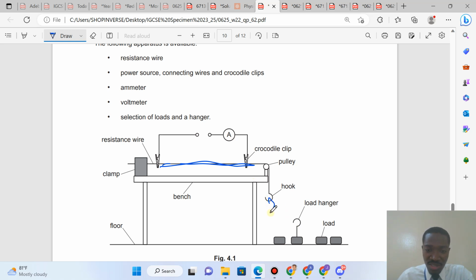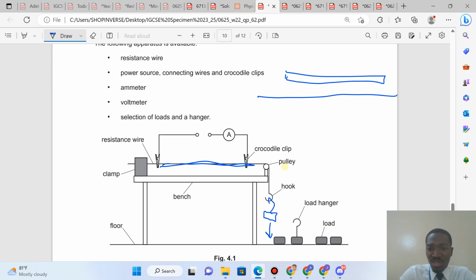So when you hang it, the force of this weight, this load, acts downward, hence it pulls this spring. Through this pulley it pulls this spring, and once it pulls, the wire will become narrow and longer. Yeah, so that's what happens. The wire becomes narrower and longer once you apply a pulling force to this wire.